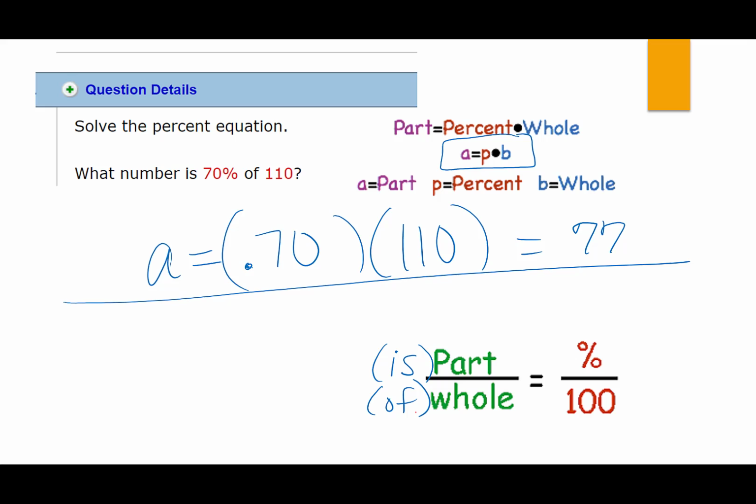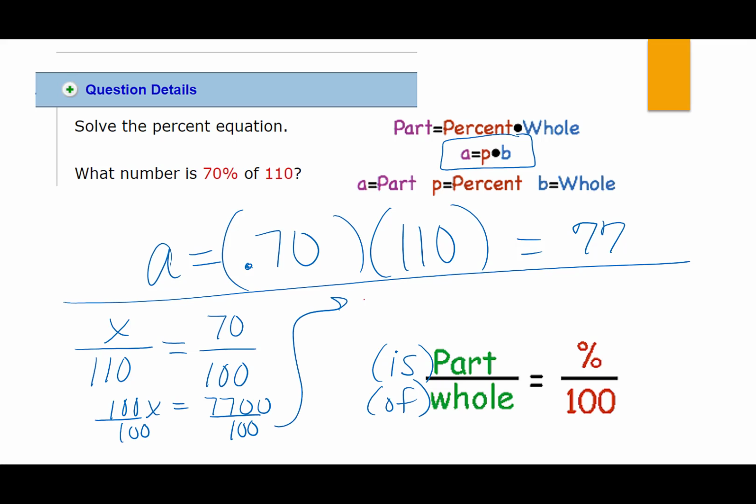And so let me just show you how this problem would work. If we do part over whole equals percent over 100, we don't know the part, so what number is, that's the main question, so I'm going to fill it in with an X, over 110 equals, this time put 70 without converting it to a decimal, 70 over 100, and then cross multiply to get 100x equals 7,700. Divide both sides by 100, and you're going to get the same answer, x equals 77. It's just a different way to solve the problem. It doesn't matter to me which way you prefer. Just pick a way and stick with it.